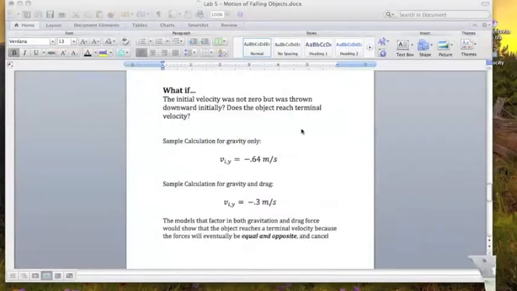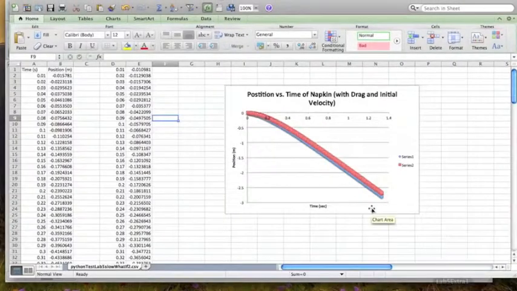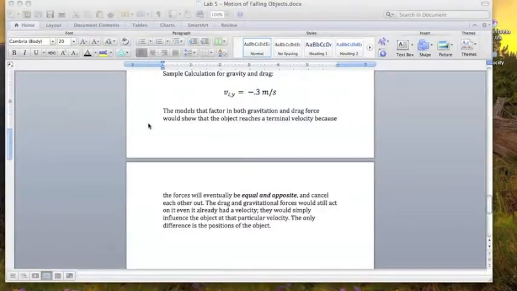So I estimated drag to be around 0.3 meters per second for this model. After plugging that in, we can see that it will reach a terminal velocity with that constant slope, but shows the same thing still, that it will go a farther distance than if it had just started at zero. You can ultimately see from this that the forces will eventually be equal and opposite, cancel each other out, and so the models that produce this terminal velocity are the ones that factor in both gravitational and drag force.